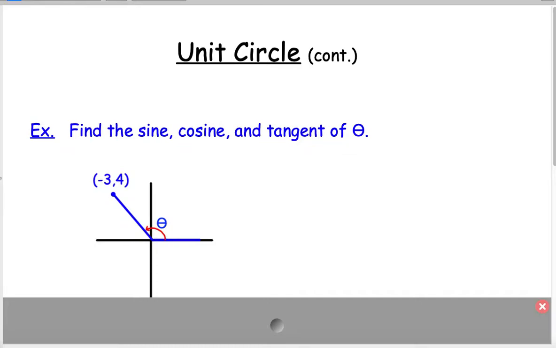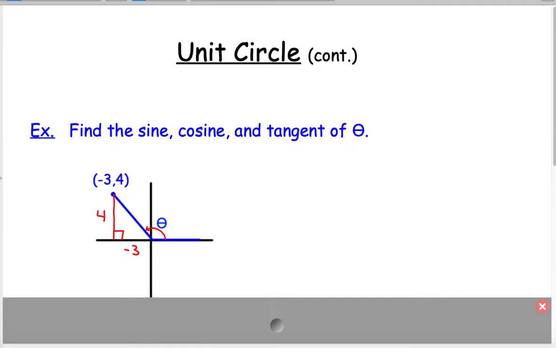Well, what we're going to need to do is make a right triangle. So from the point that we're given, -3, 4, I want to draw a line to the x-axis in such a way that it makes a right angle. So I'm going to drop it down right there, and then I'm going to label that as -3. I know you're thinking a side length of a triangle can't be negative. I'll explain more in a minute. And then this will be 4.